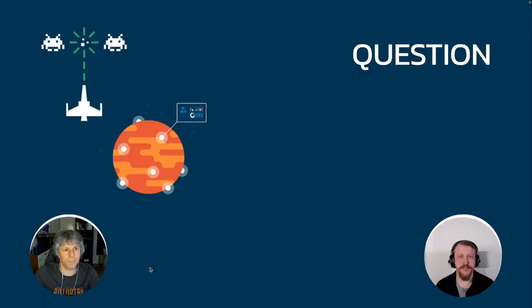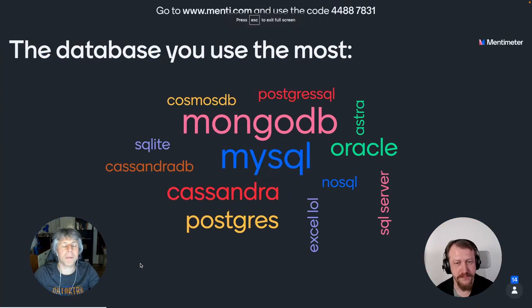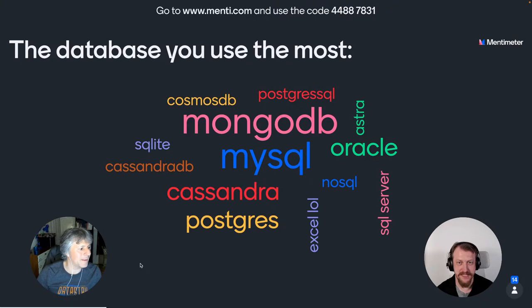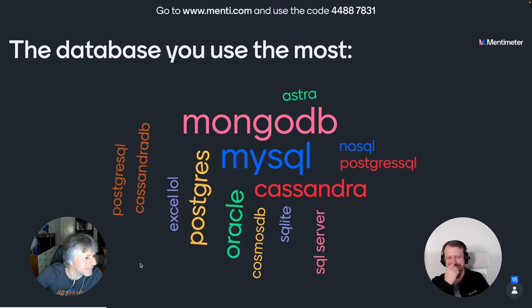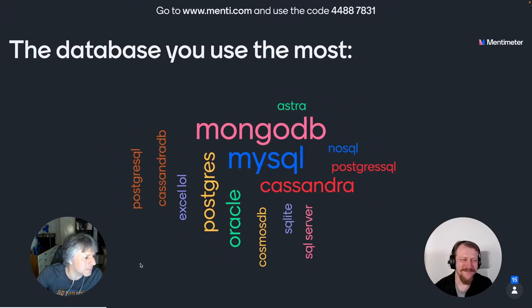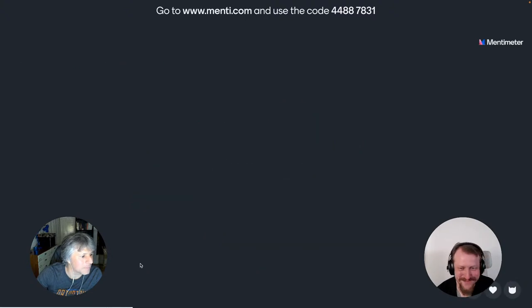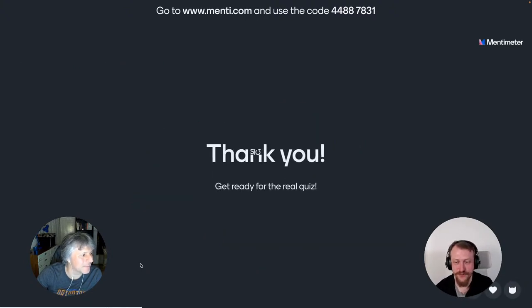So, I was talking and talking. Now, it's your time to answer my question. So, keep an eye on your Mentimeter. Meanwhile, we get the results. Database we use the most. Oh, there are some people using Cassandra. That's great. But we see that MySQL and Mongo are leading, and that totally makes sense. Excellent. I see CosmosDB, okay. I don't see this name often. SQL Server, Excel, lol. That was good. Okay. Let's move to the next question now.